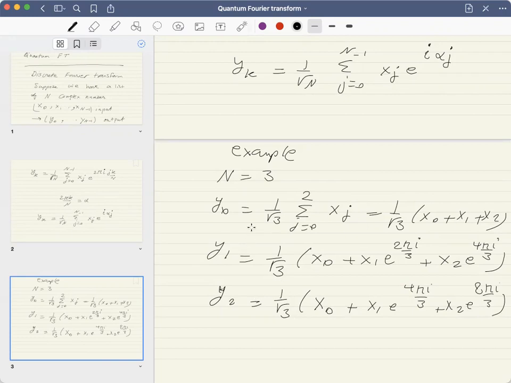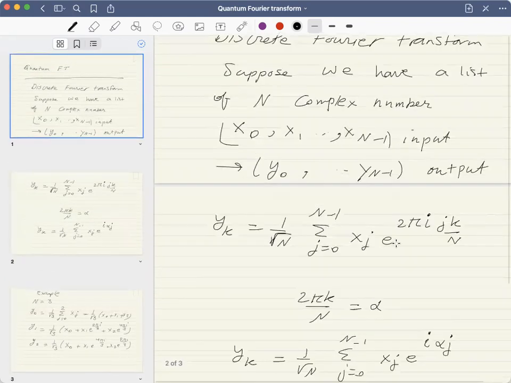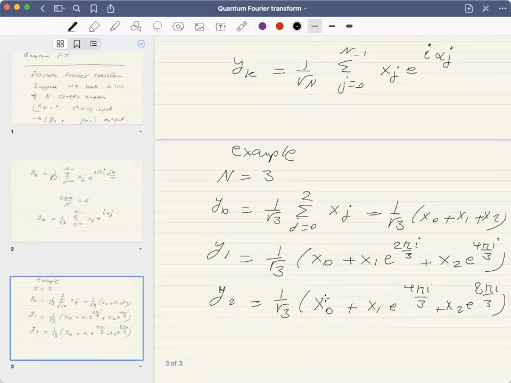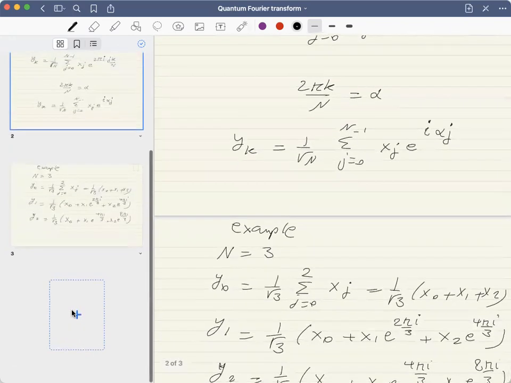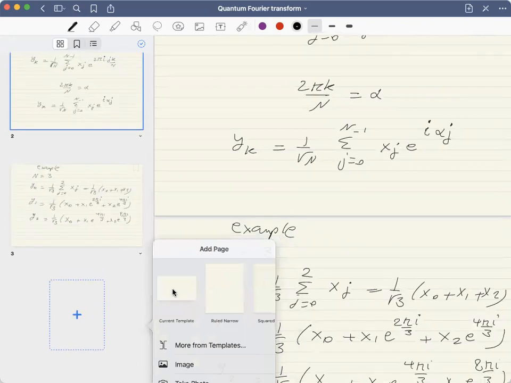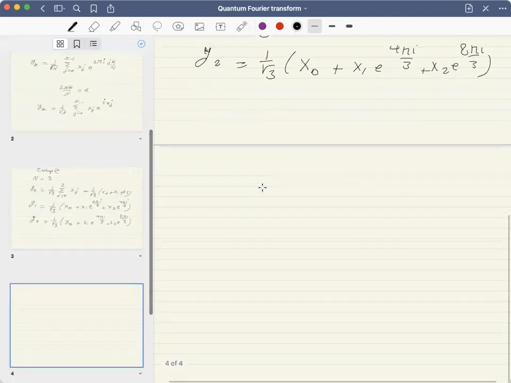So let's see how we can construct a quantum circuit that would do this computation. So somehow transform the set of all x's to a set of all y's according to this formula here. Okay. So the way we can think about it is to think of a change of basis with similar coefficients.